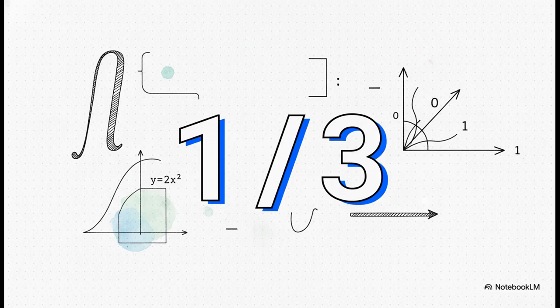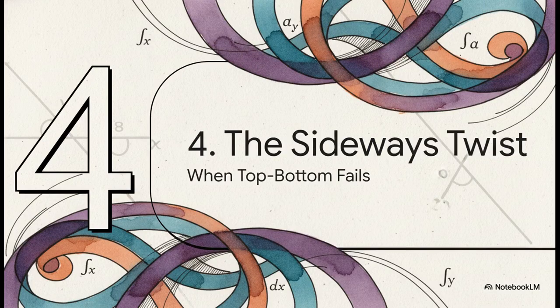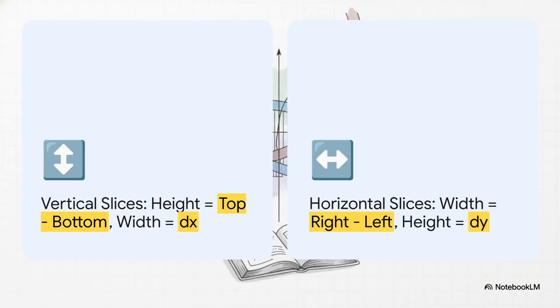How cool is that? Okay, but what happens when the curves are kind of sideways, or if a function loops back on itself? Sometimes there isn't a clear top and bottom curve. For situations like that, we need to flip our perspective. So instead of thinking in vertical slices, let's think in horizontal ones. Check out the change in thinking here.